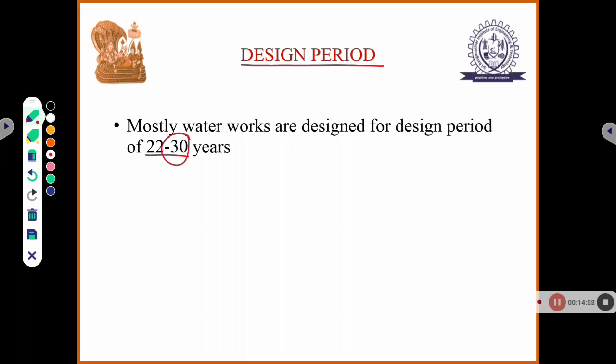That period, how long it will be used by the people, is called the design period. Generally, in a water supply system, they use 22 to 30 years as a design period for constructing hydraulic structures like a water tank.